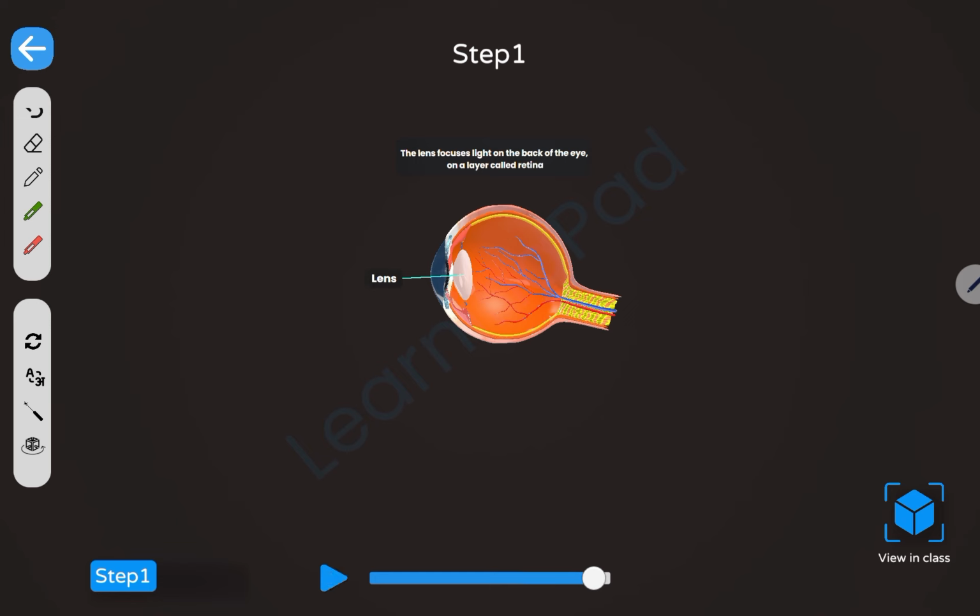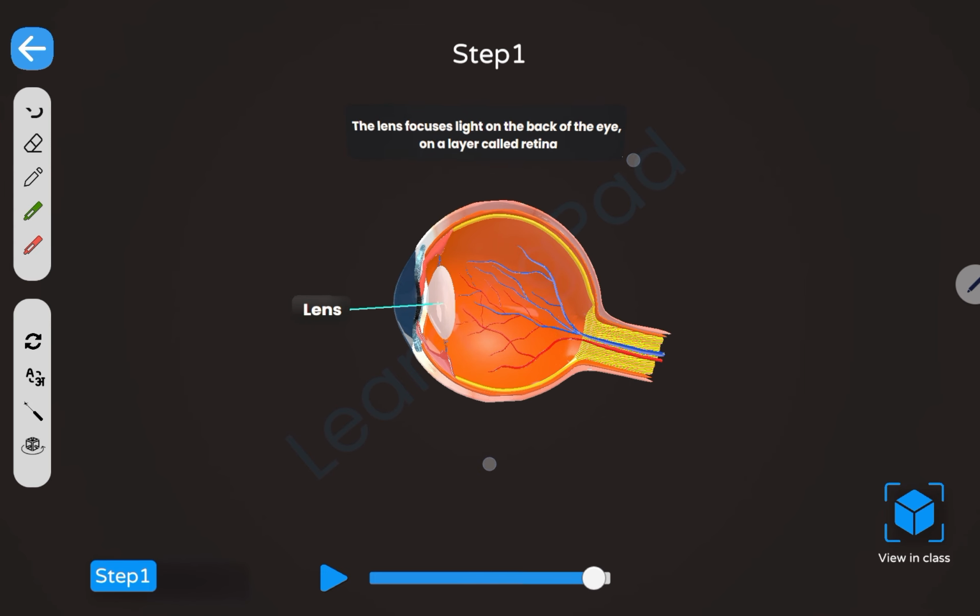And the last part is the lens. As you can see here, the lens is this white structure. This lens focuses light on the back of the eye, on the layer of the retina. Now let us move to our second step.